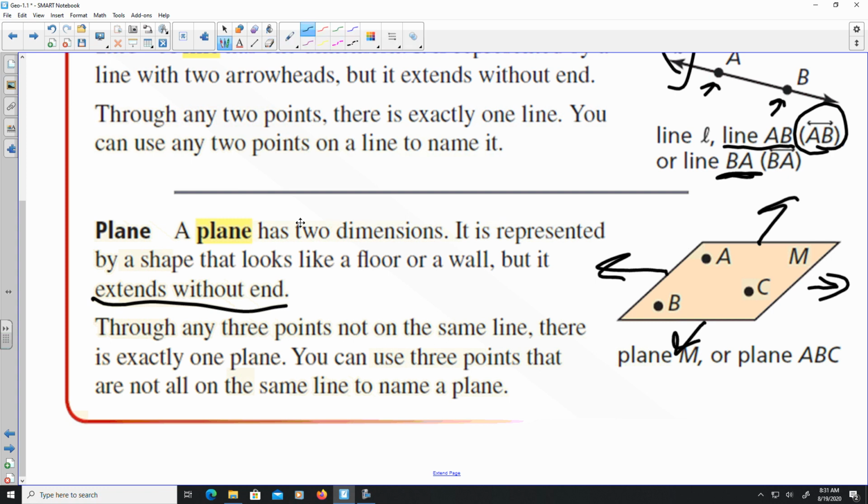Or you can use 3 points that are not on the same line. So if you notice here, if there was a point right here and this point wasn't there, you couldn't use that point. You'd have to make sure that there are 3 points that could not be created as a line. And we'll get into those definitions in a second.